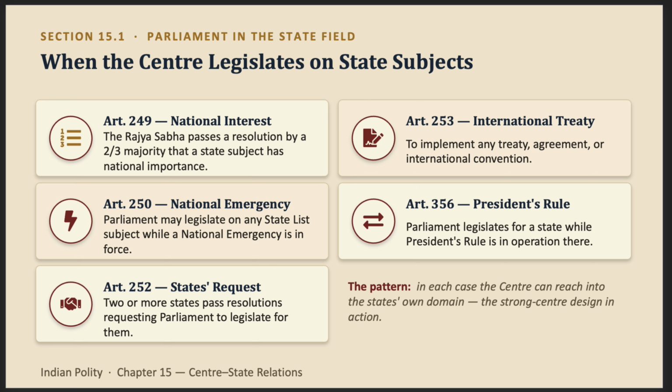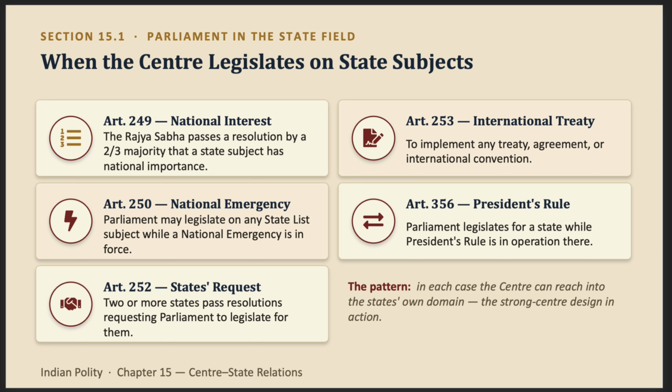Precisely. Third is the state's request under Article 252. Okay, wait, the states ask for it? Yeah. If 2 or more states formally ask Parliament to legislate on a state subject for them, Parliament can oblige. It basically allows states to voluntarily pool their legislative needs so they can create uniform laws across their specific borders. And presumably that law only applies to the states that asked for it, right? Though I guess other states could choose to adopt it later if they wanted.